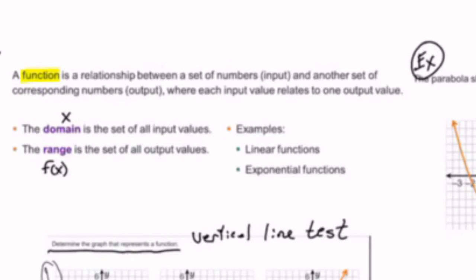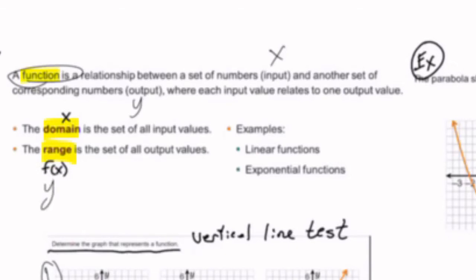A function is a relationship between a set of numbers and another set of corresponding numbers where each input value relates to one of the output values. The domain is the set of all input values, in other words known as your x, and the range is the set of all output values, in other words known as f of x or y. Examples include linear functions and exponential functions.